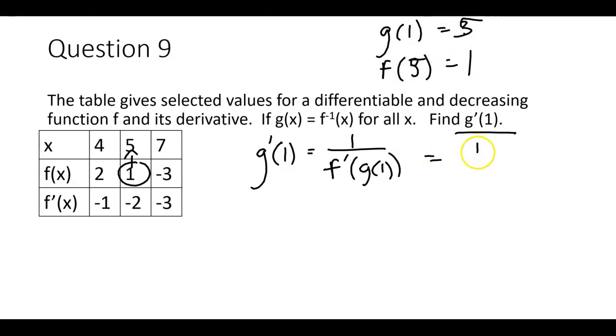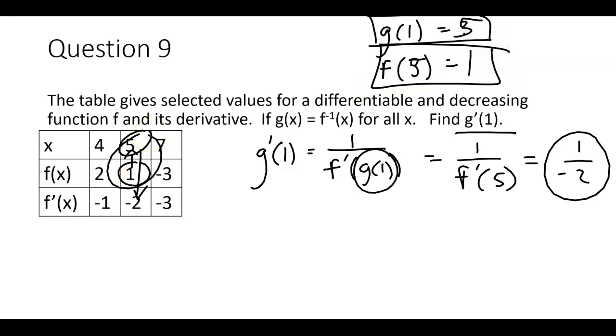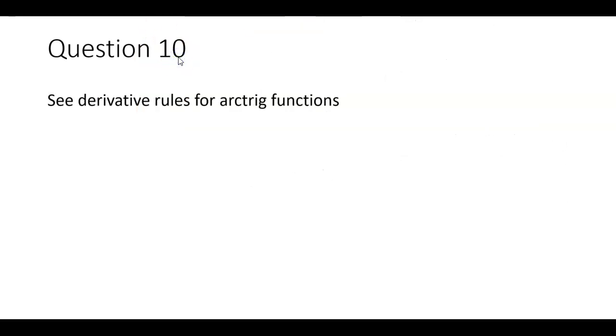And so we have 1 over f prime of 5. And f prime of 5 is apparently negative 2. So we have negative 1/2. All right, so I think the hard part on this one is recognizing this, starting off with a blank and then reversing that blank and then using the table to find the correct thing to fill in the blank. Okay, all right, let's go ahead and take a look at question 10.